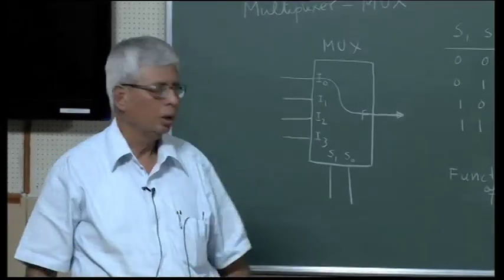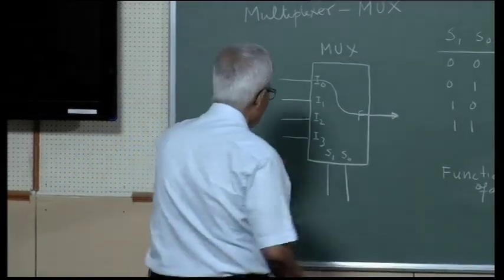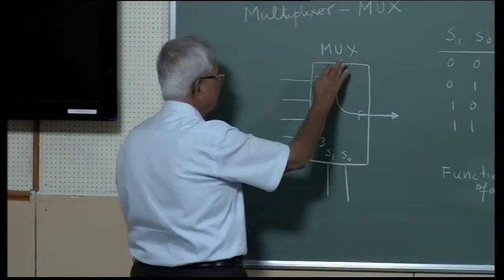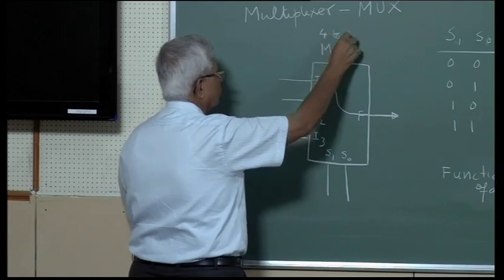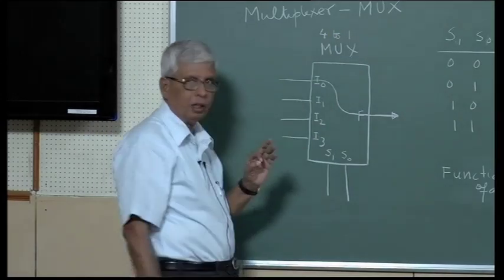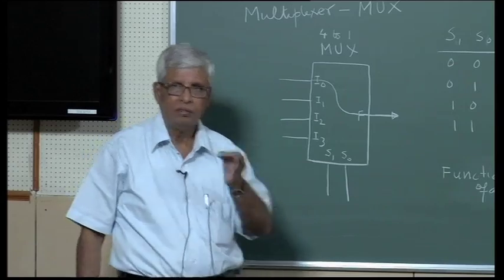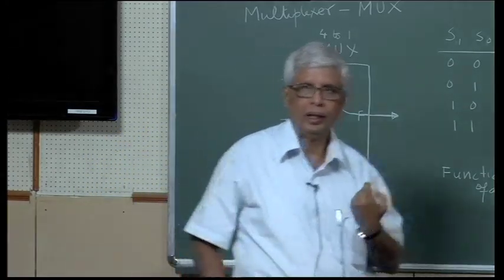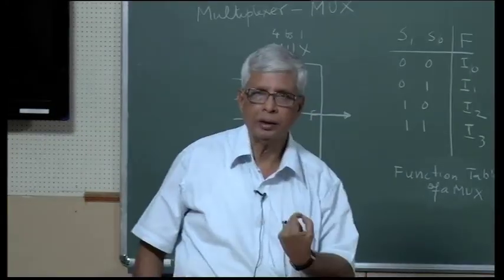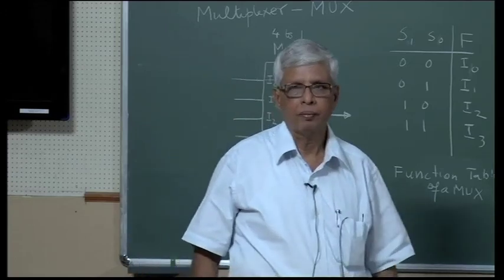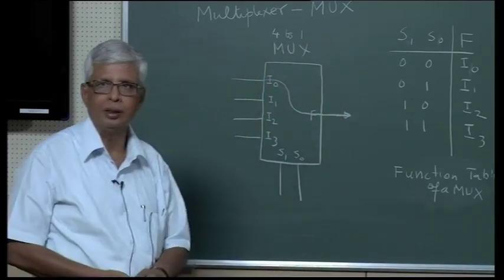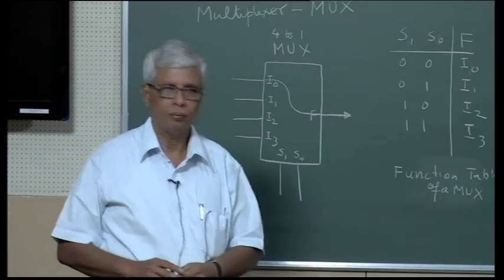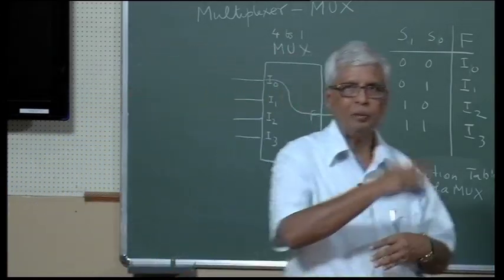So in order to qualify this, you cannot simply say mux. I should say it is a 4 to 1 mux, 4 inputs and 1 output. I should always say a multiplexer with a qualification: 4 to 1, 2 to 1, 8 to 1, 16 to 1. Now where is it used? Multiplexer, as I said already, has several inputs and 1 output.